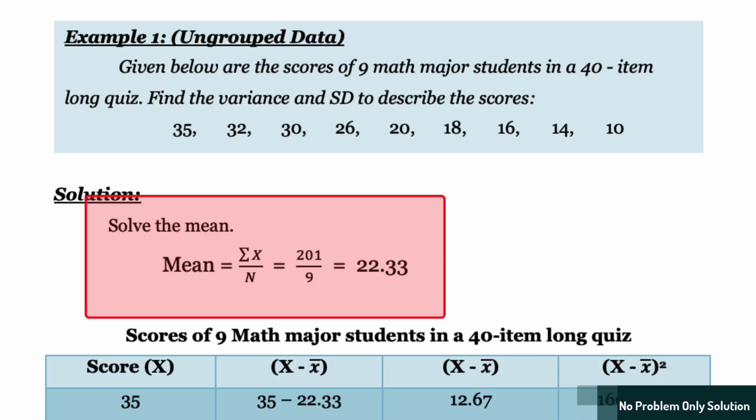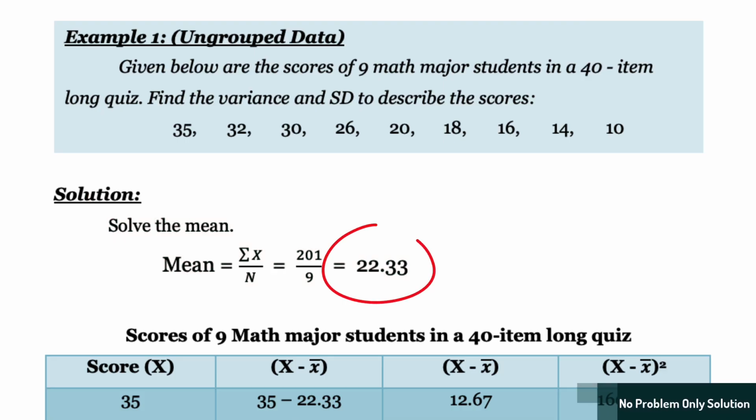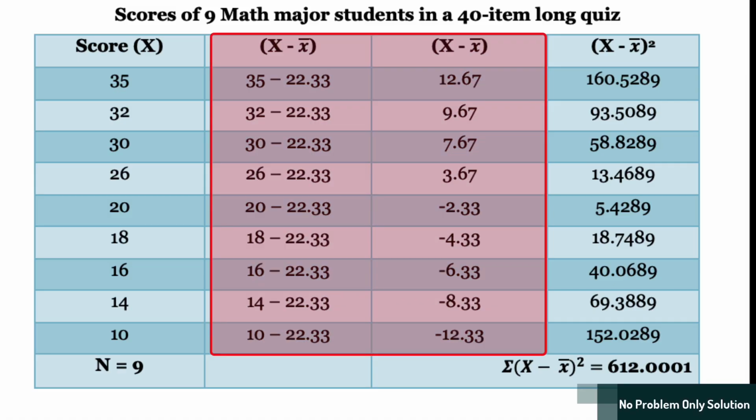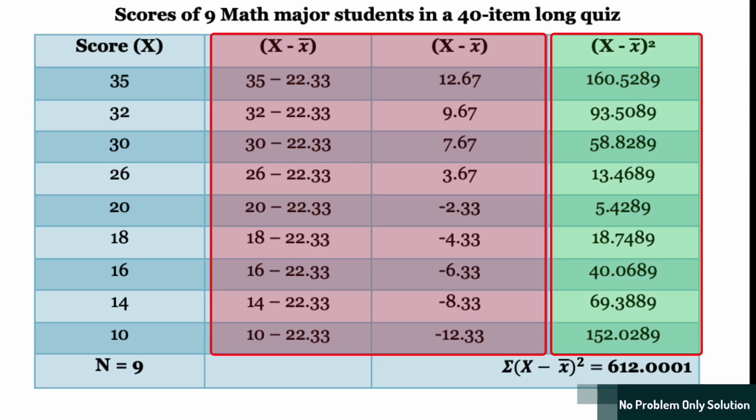First up, step 1, we add up all the scores and divide by 9 to get our mean. That comes out to 22.33. Got it? Cool. Now look at the table. We're moving on to steps 2 and 3. For each score, we figure out how far away it is from that mean, and then we square that distance.